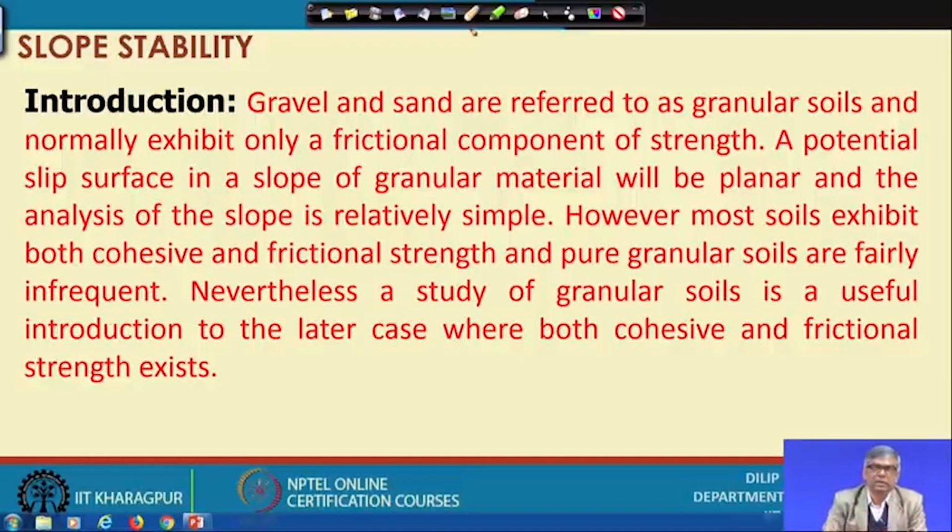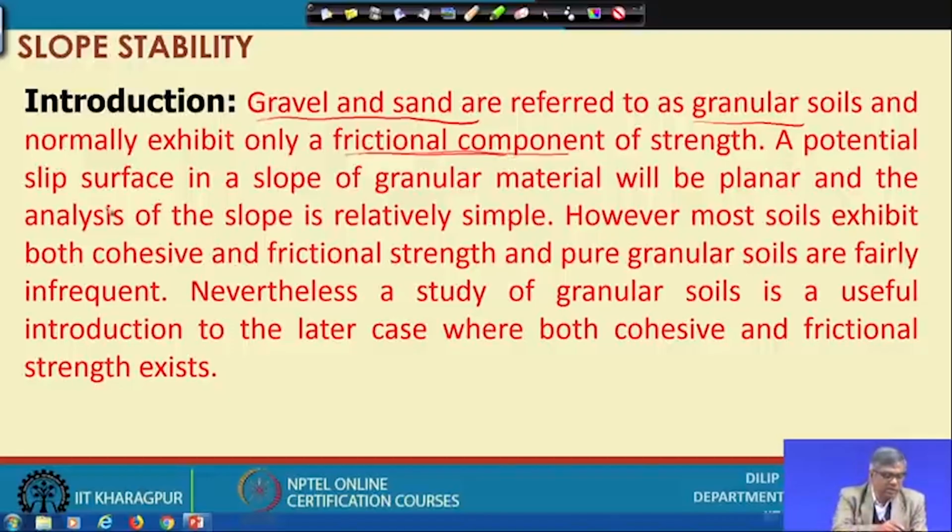You can see that we have already discussed soil and soil classification. Under that, gravel and sand are one type of soil which is named granular soil, and it has only a frictional component. That means, when you calculate the strength, it has only tan phi, which gives you frictional strength.